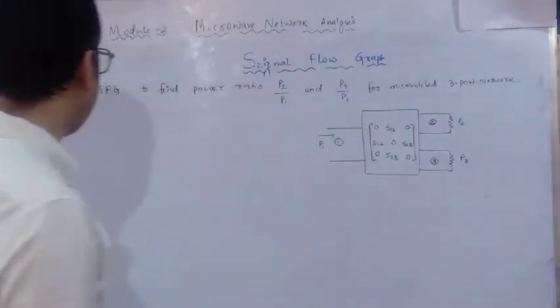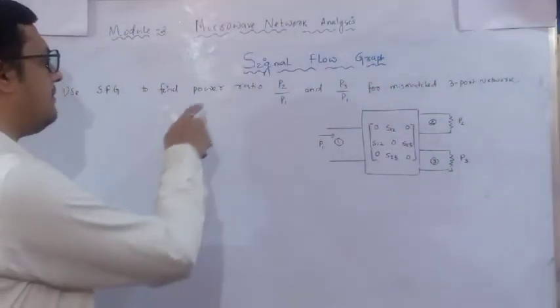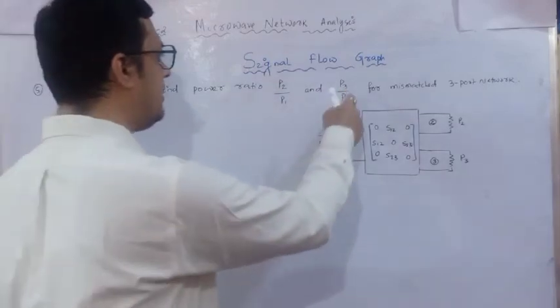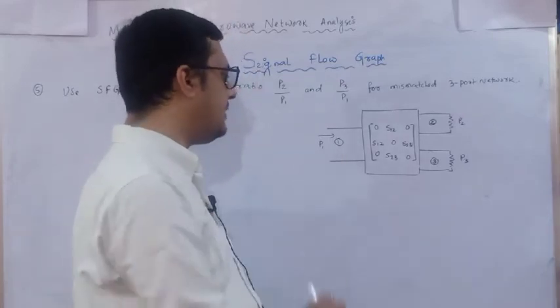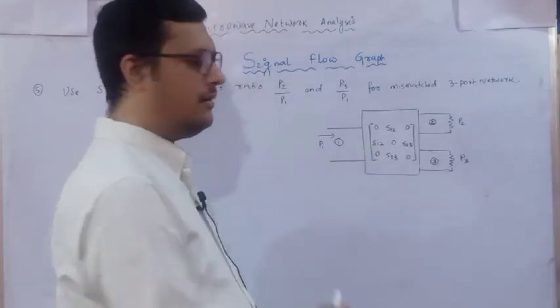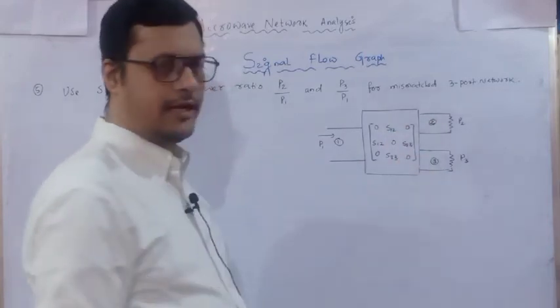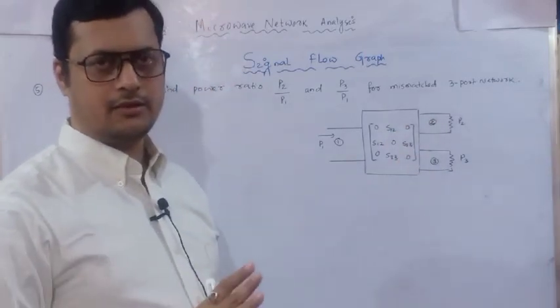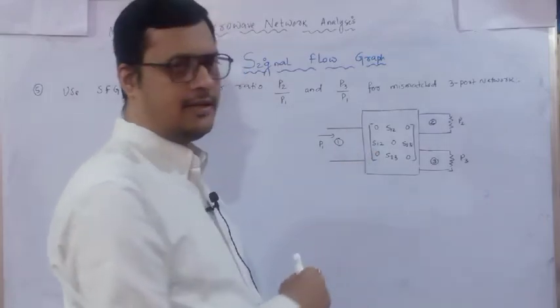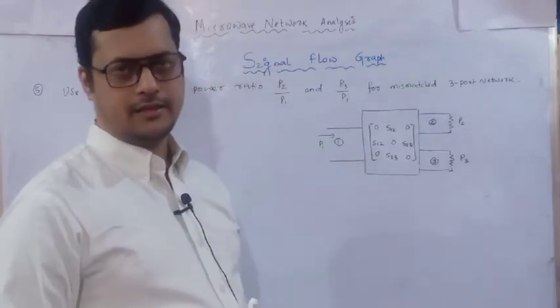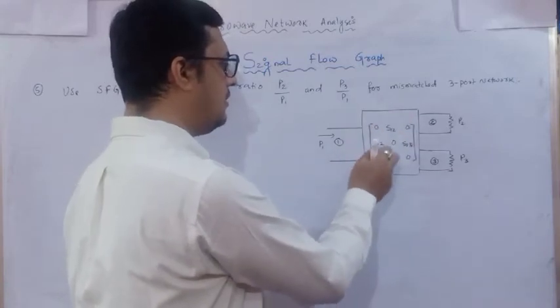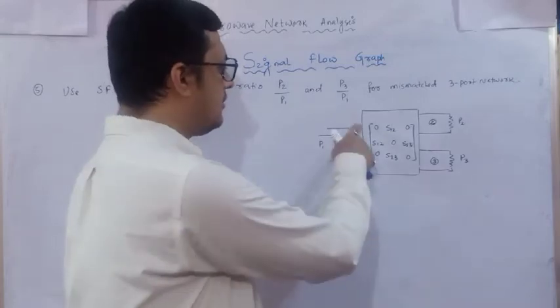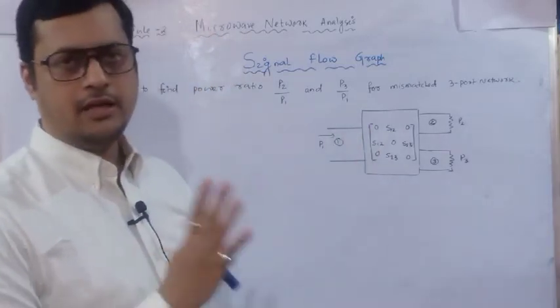So this is one question. Use a signal flow graph to find the power ratios P2 by P1 and P3 by P1 for the mismatched 3-port network. As you can see in this figure, there are 3 ports available, port 1, port 2, port 3, and 3 powers, P1, P2 and P3. One more interesting thing is given: the scattering parameter matrix. It is 0, S12, 0; S12, 0, S23; 0, S23 and 0. So this is the scattering parameter for the given network.